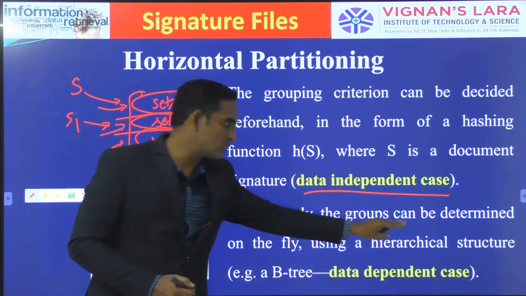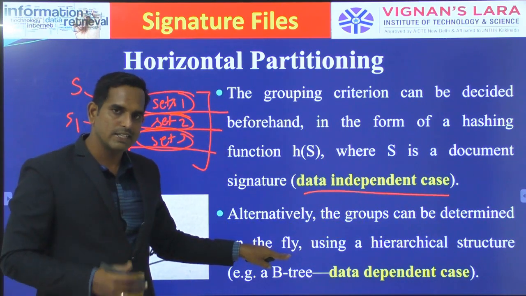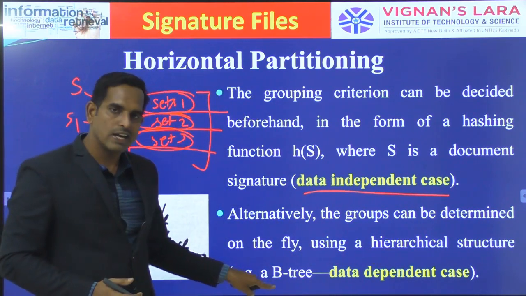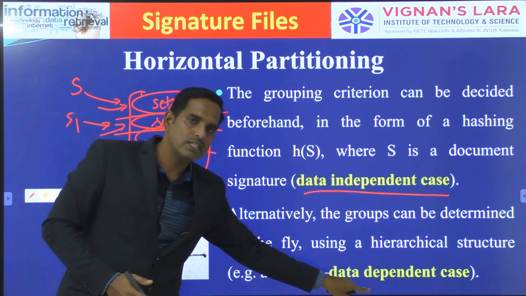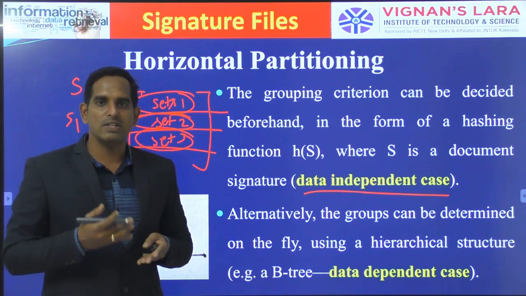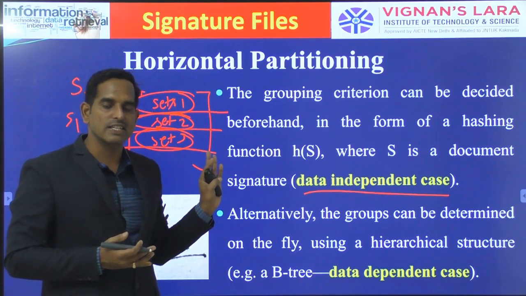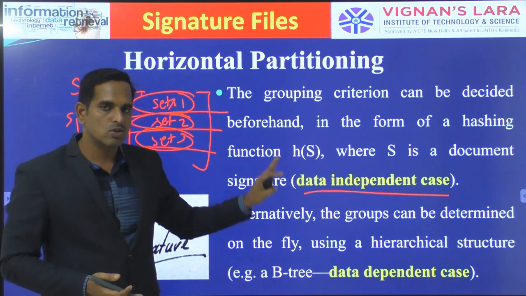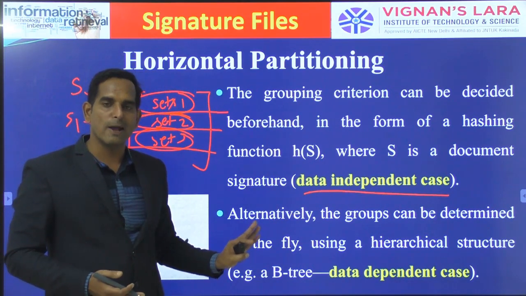Next, alternatively, the groups can be determined on the fly, that is, while you are creating the signature, using a hierarchical structure like your B tree, which is a data dependent case. Based upon the data you have in your particular signature, we create the groupings. So there are two different types of groupings you can perform.